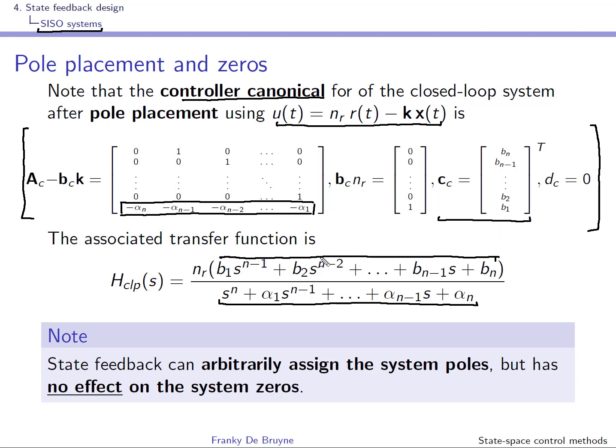Okay, so you see here that the only difference in the associated closed loop transfer function comes, of course, in the denominator and this scalar that you've got here. But you see here that the zeros of the transfer function are still exactly the same. So as a conclusion, state feedback can, of course, assign the system poles everywhere you want. Of course, you'll put them to the left of the imaginary axis, but it has no effect on system zeros.